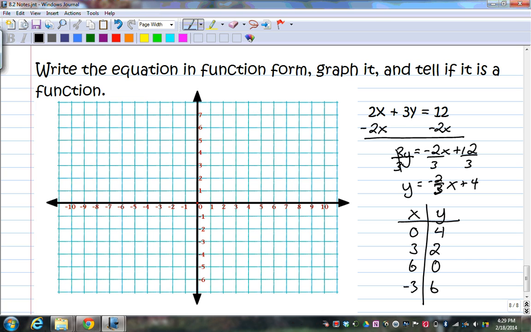Okay, graph it. I have 0, 4. I have 3, 2. I have 6, 0, and then I have negative 3 and 6. Up here, you see that they line up. It forms a straight line, and it passes the vertical line test, so yes, it is a function.